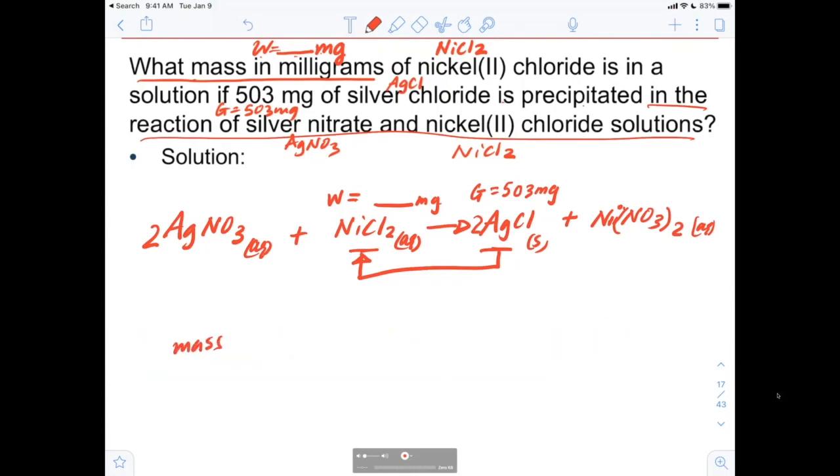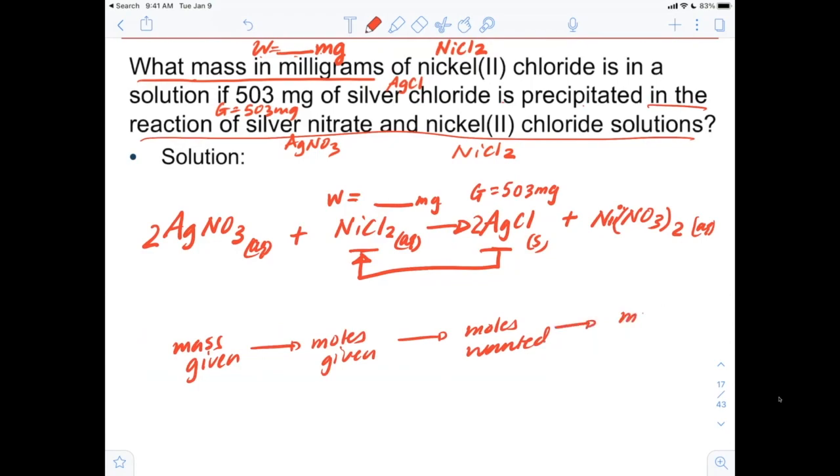Mass given. Moles given. Moles wanted. Mass wanted. Okay. So remember, from mass given to moles given, we need the secret key, periodic table conversion. From moles given to moles wanted, secret key here, balanced equation. From moles wanted to mass wanted, again, periodic table conversion.